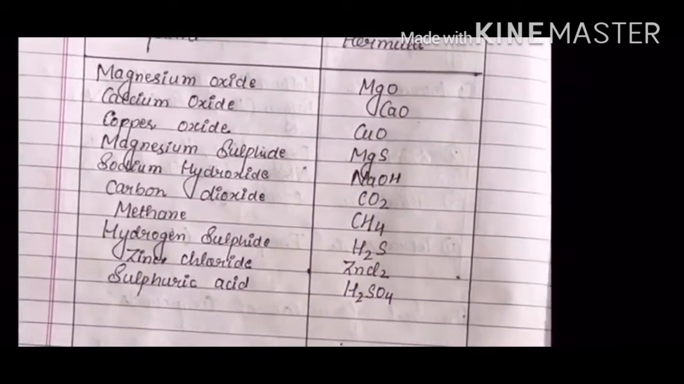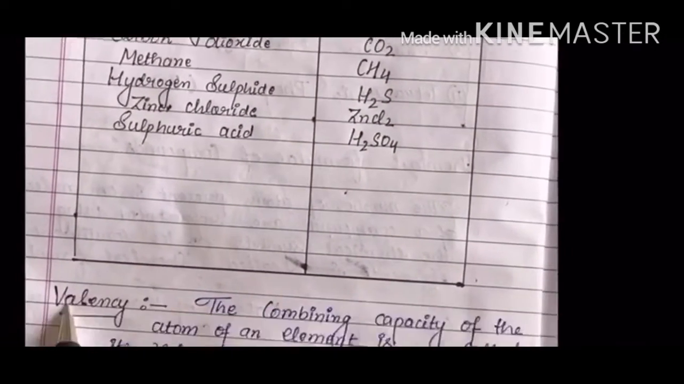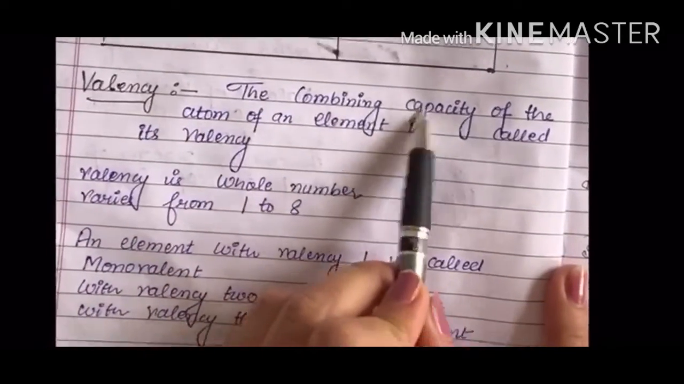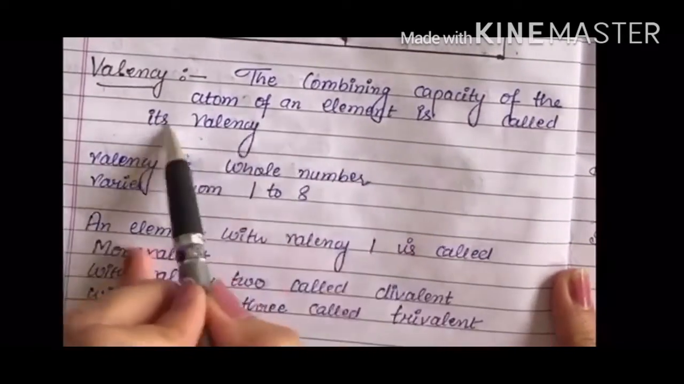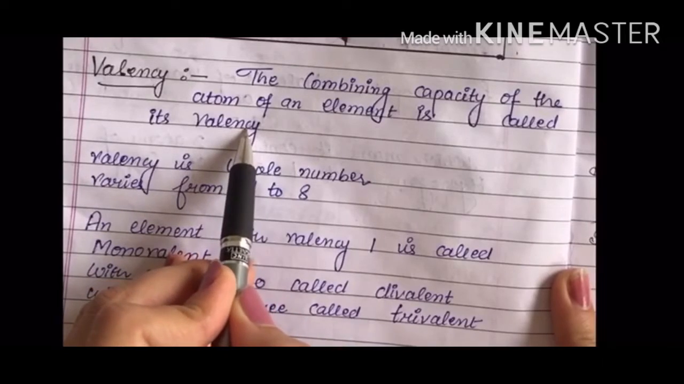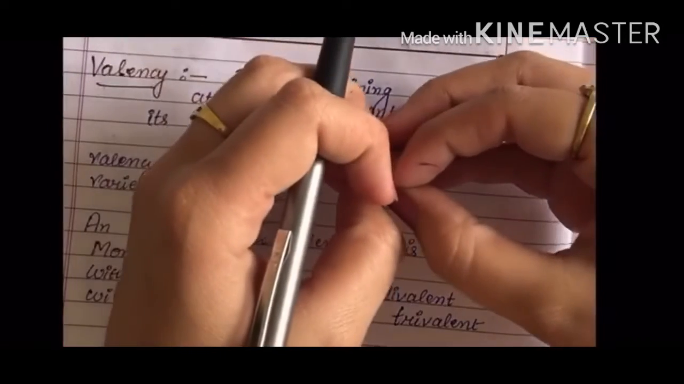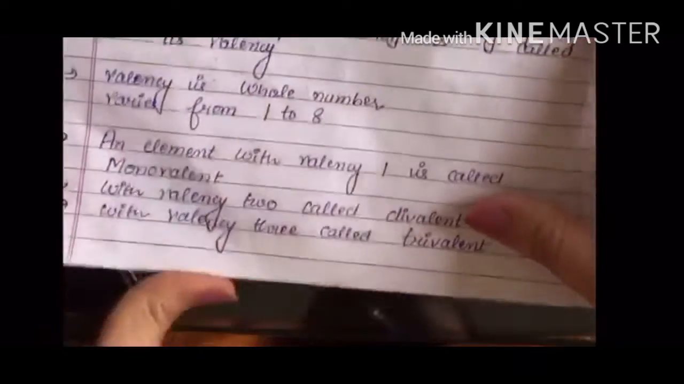Okay, so our next term is valency. What do you mean by valency? The combining capacity of the atom of an element is called its valency. Means any atom can combine with how many atoms. Okay, that is called its valency.